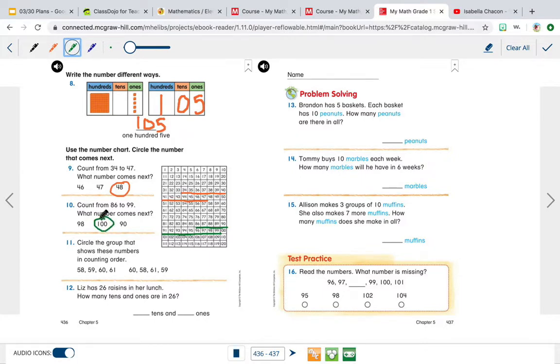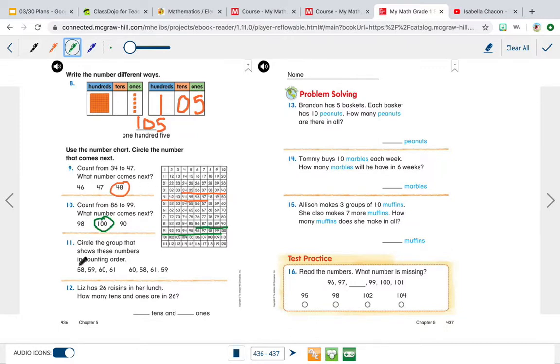So now, what we're going to do is circle the group that shows these numbers in counting order. Now, remember what counting order is, my friends? Counting order means it's the order that we count in. So remember, I don't count 1, 6, 10. I count 1, 2, 3, 4, 5, 6, 7, 8, 9, 10. So let's see if these numbers are in counting order.